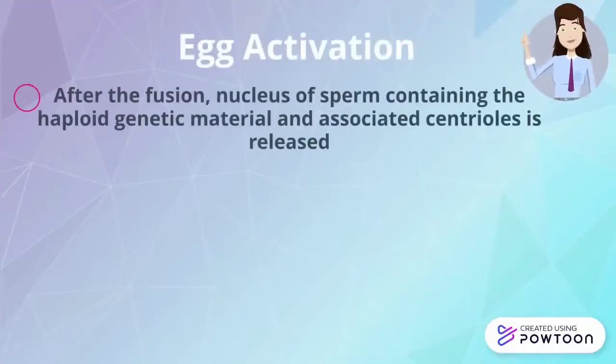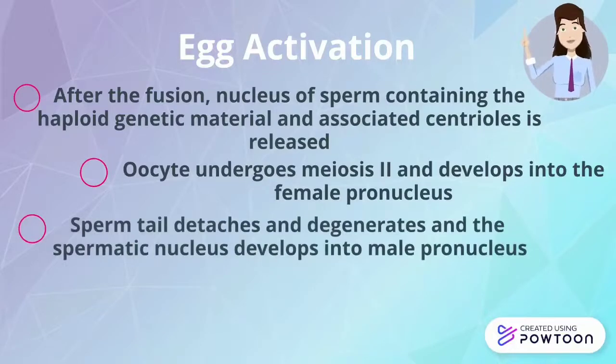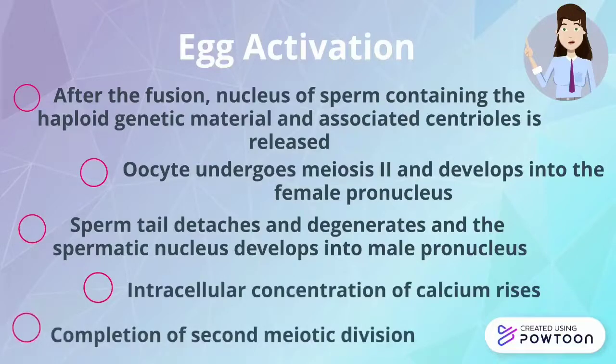For the egg activation, after the fusion, the nucleus of the sperm containing the haploid genetic material and associated centrioles is released. The oocyte undergoes meiosis II and develops into the female pronucleus. The sperm tail detaches and degenerates, and the sperm nucleus develops into the male pronucleus. Intracellular concentration of calcium rises, and that's the completion of the second meiotic division.